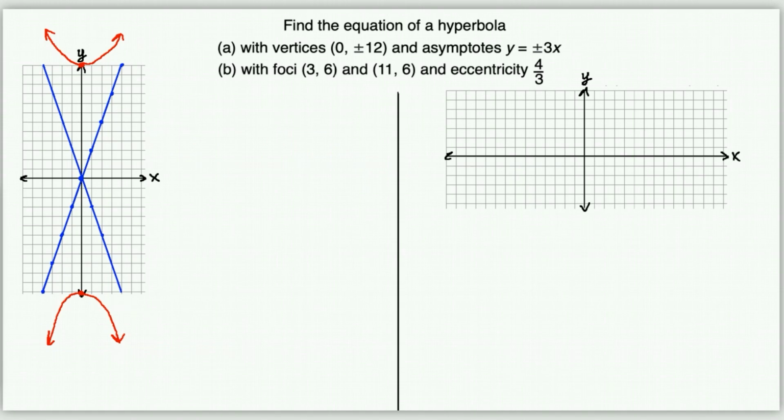As you can see, the focal axis will be on the y-axis. And we know that's true whenever we have an equation of this type: y minus k squared over a squared minus x minus h squared over b squared is equal to 1. So we know that. And of course, when we actually get the equation, we're going to be testing for the correct vertices, just to be sure.